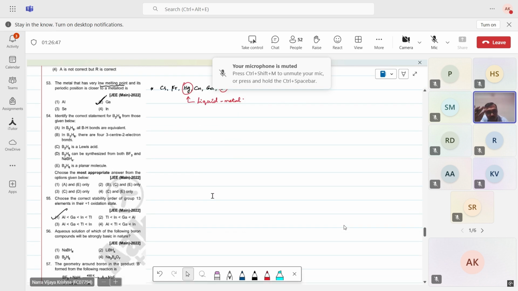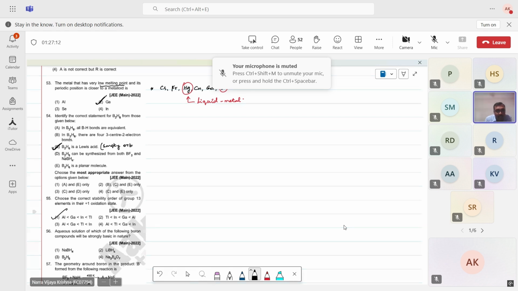Same idea. Observe how differently they are asking in JEE Mains or Advanced. The concept you know already, but you need to interlink them to solve it. What about question number 54? Option 3, sir. B2H6 is a Lewis acid. Why, sir? Why is it a Lewis acid?